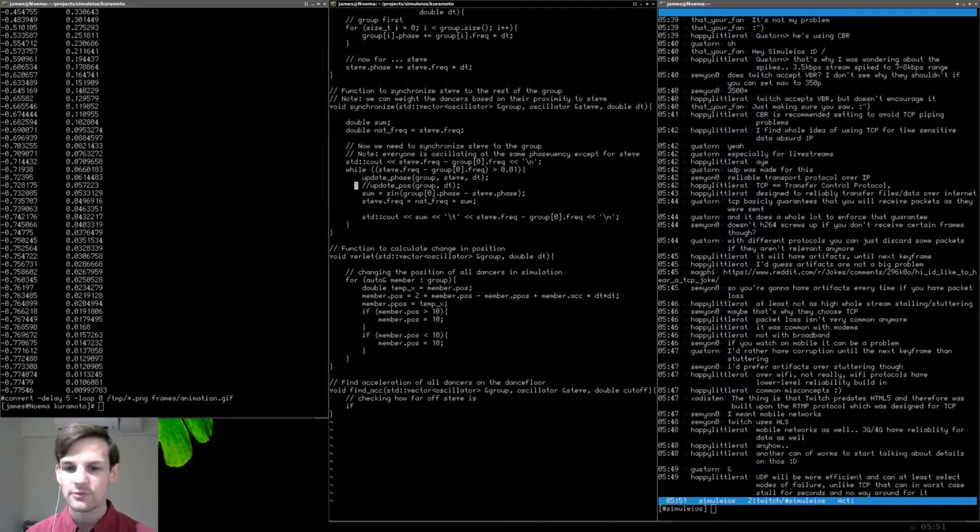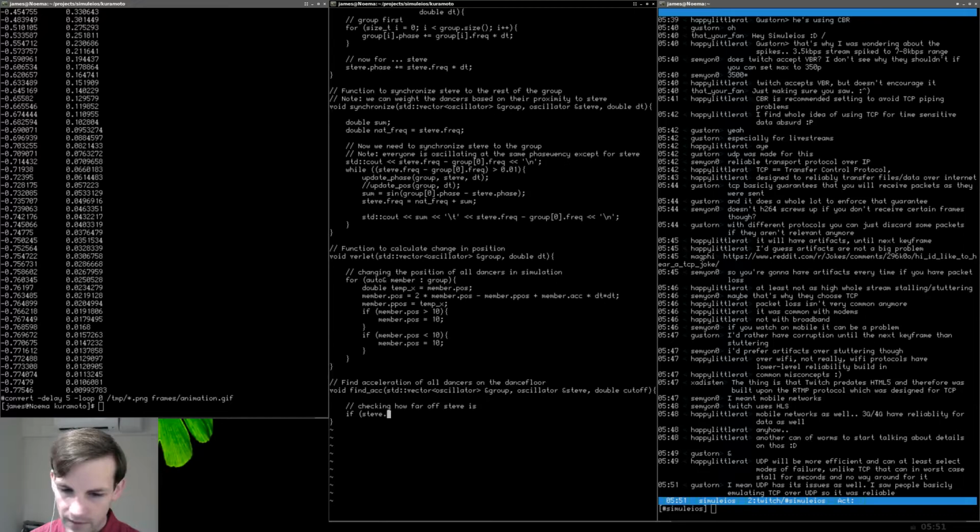So in this loop up here where he is slowly becoming at the same acceleration as everyone else, we should probably do the simulation here, in that loop. So it should be okay, I say, to do the following. So we'll say if Steve dot, let me see, if Steve dot, what was it, frequency? Yes, minus, what do we want? We want group member dot frequency. So let's see how far off Steve is.